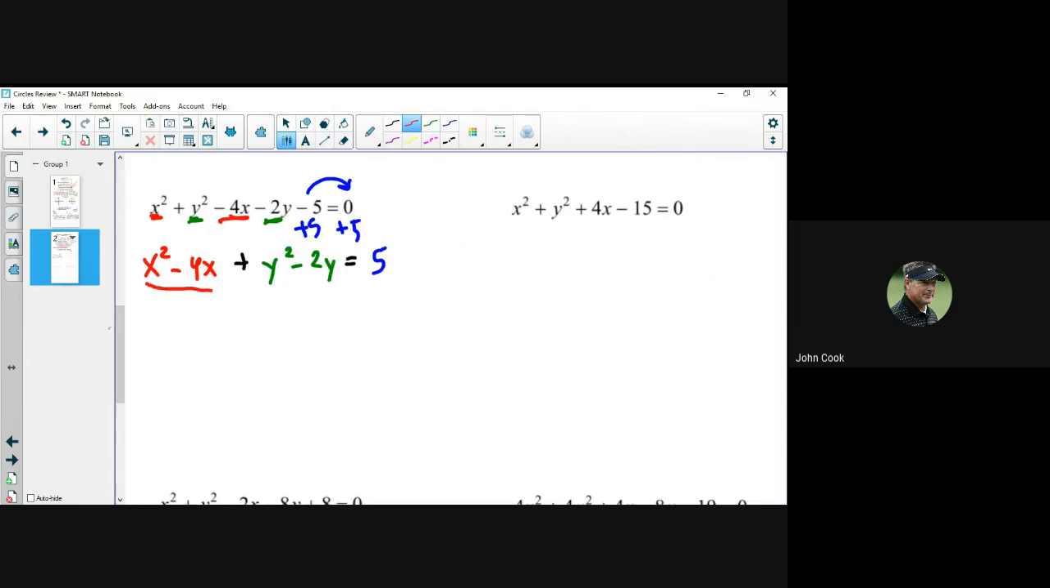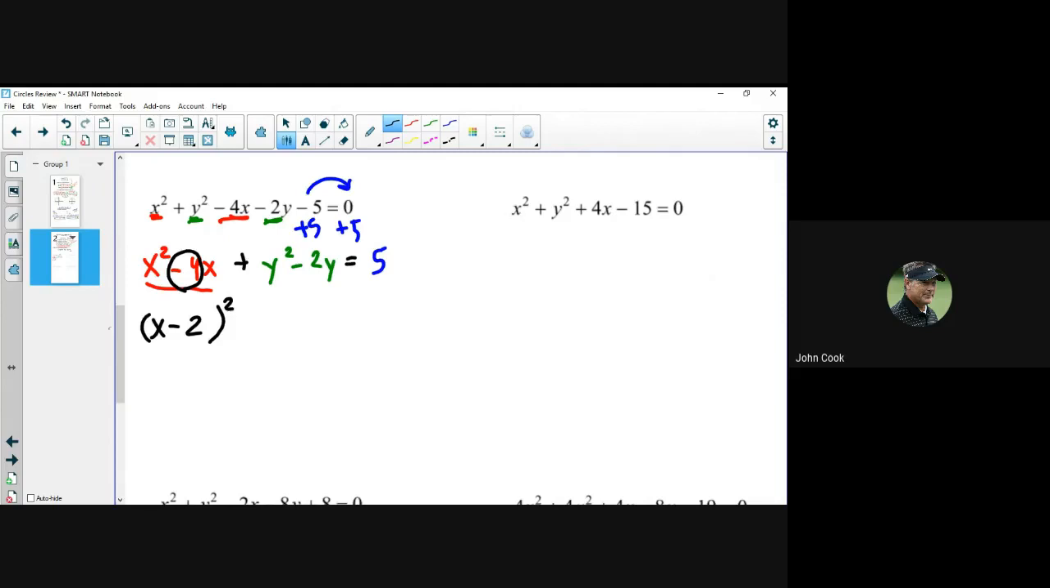So what we do is we take the b value, which is this little negative 4 right here, and we just divide it by 2. So what is negative 4 divided by 2? Should be negative 2, right? So we're going to turn this into a perfect square with x minus 2 in it, okay?